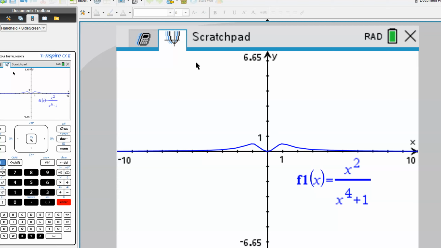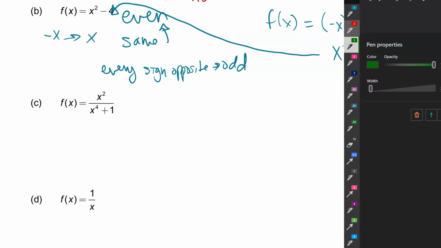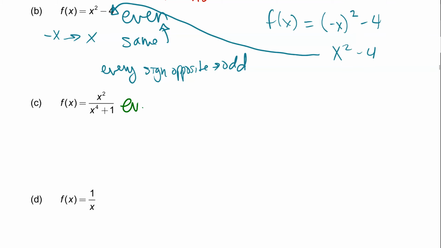It's like you're a scale. It's even. If it's exactly opposite, it's harder to tell. Does it look the same on both sides? If it looks like it's going to be exactly the same, probably just going to be even. So we're pretty sure this one's going to be even.